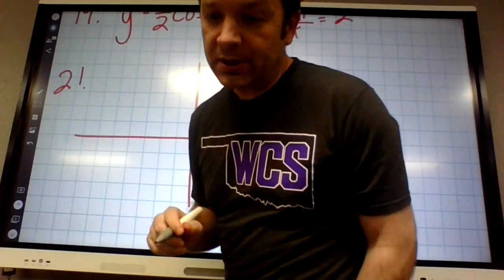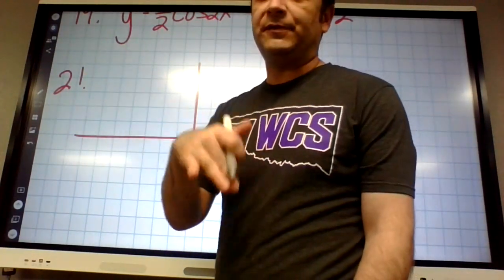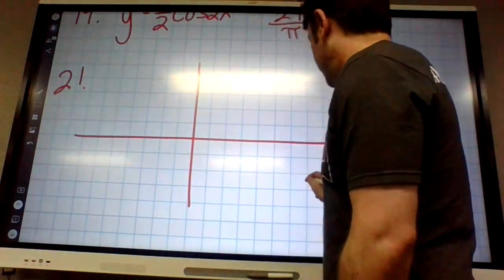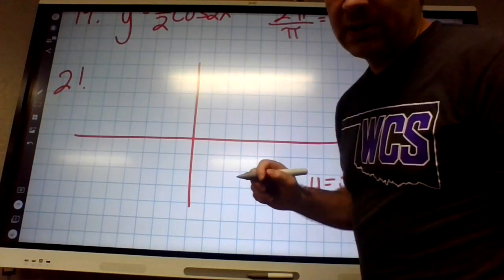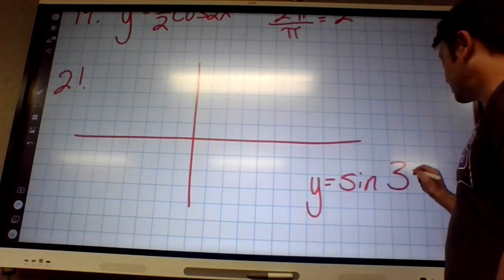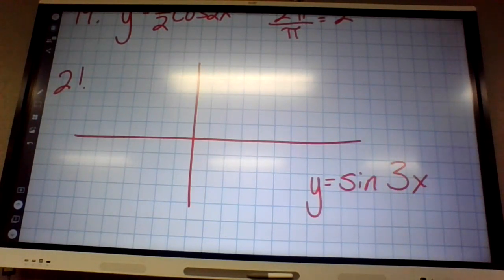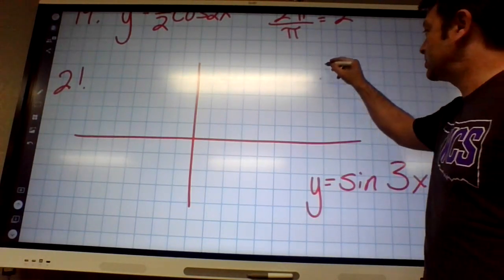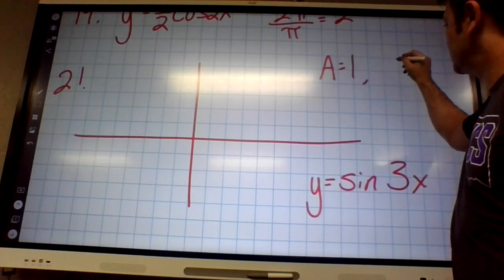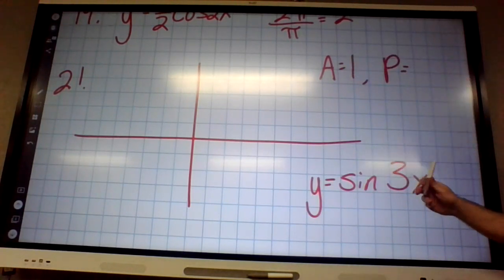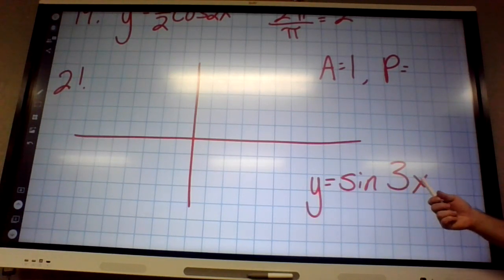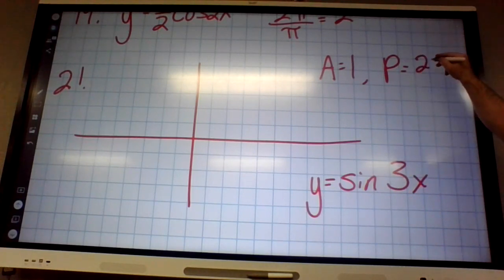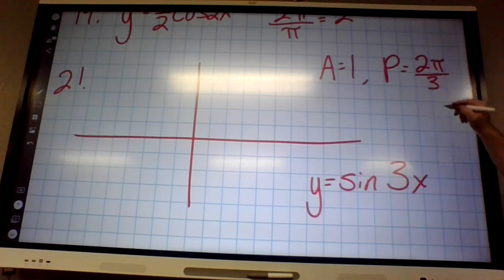Okay, 21 says, is 21 the same as like 15? I don't know what the difference is. Y equals sine of 3x. Okay, what's the amplitude going to be? 1. What's the period going to be? 2 pi divided by this. 2 pi divided by 3. Doesn't really simplify very well, so it's just like 2/3 pi.